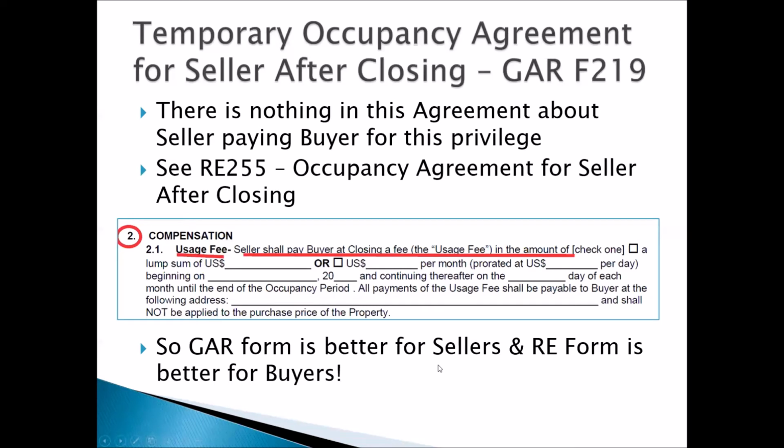So what you can do is, I'm not telling you to plagiarize, but I'm telling you to confirm with your broker or closing attorney to use some sort of verbiage to this effect if you want to use the GAR form, but negotiate for a usage fee. I just wanted to bring that to you.